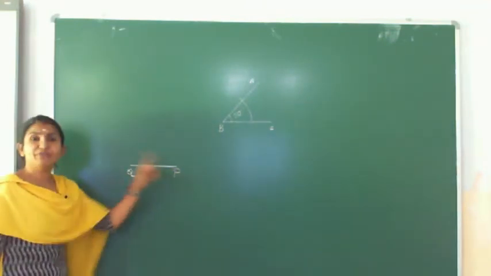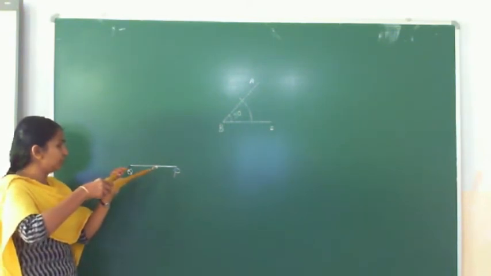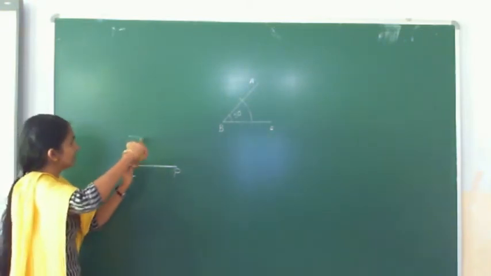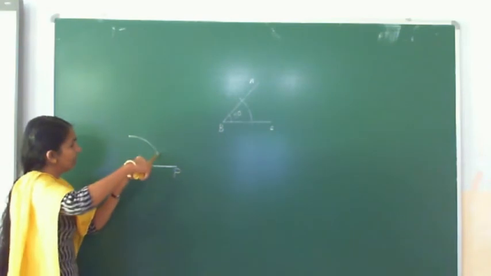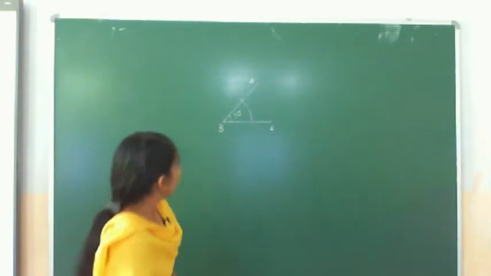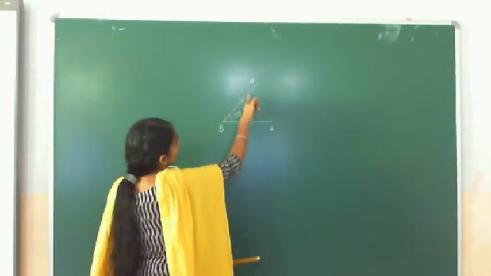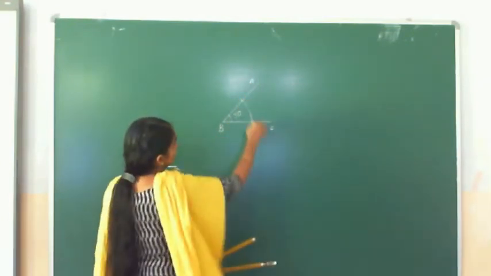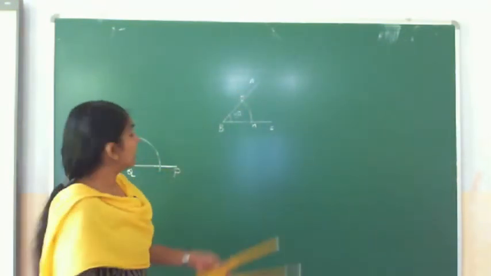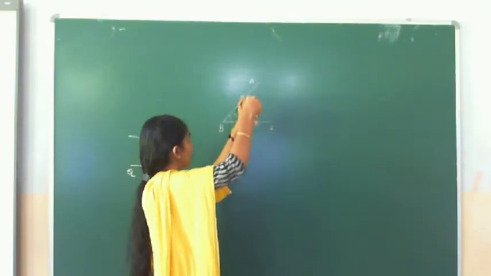Now we have to keep our compass on the point Q on the line segment. With the same measure I marked one arc. Here these two points where the two arms cut the arc, I am marking as M and N. Now, take the length of this MN. So, I took that length.